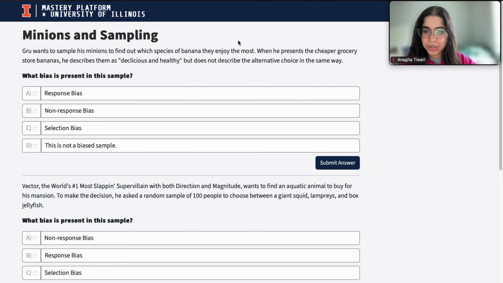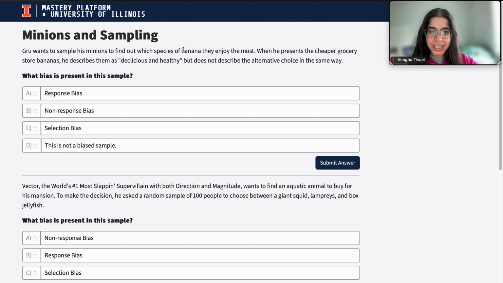If we go to this situation here, it says Gru wants to sample his minions to find out which species of banana they enjoy the most. When he presents the cheaper grocery store bananas, he describes them as healthy and delicious, but does not describe the alternative choice in the same way. So what bias is present, right?